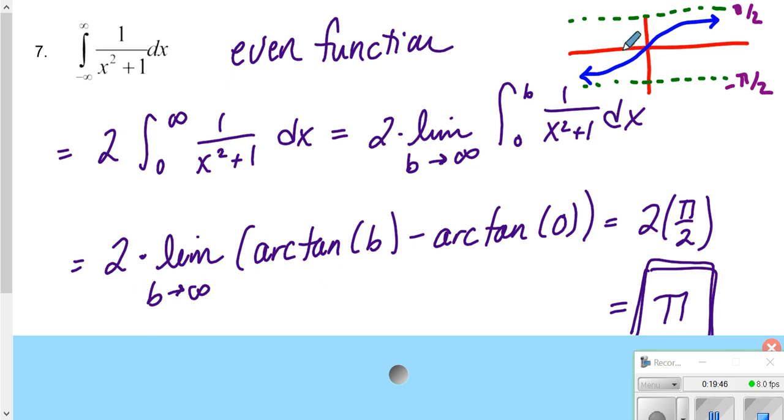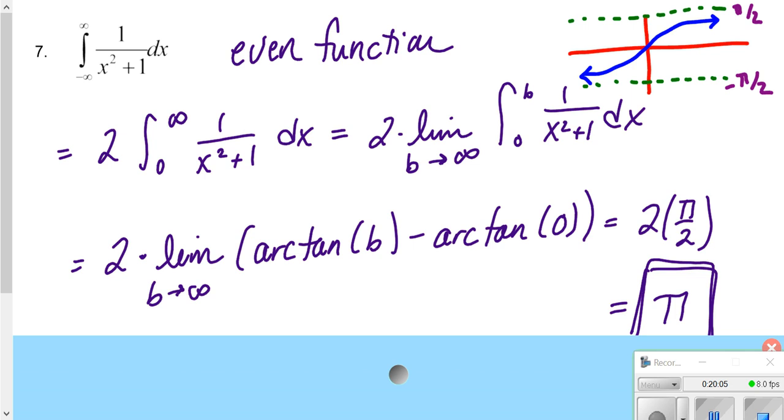So as b gets bigger, as we go further and further to the right here, this arctan function gets closer and closer to pi over 2. So this limit is pi over 2, this limit's 0, and 2 times pi over 2 is just pi. I think this is my favorite question of the whole set. I'm just putting it out there.